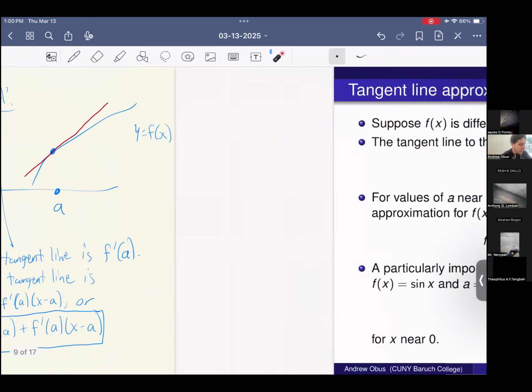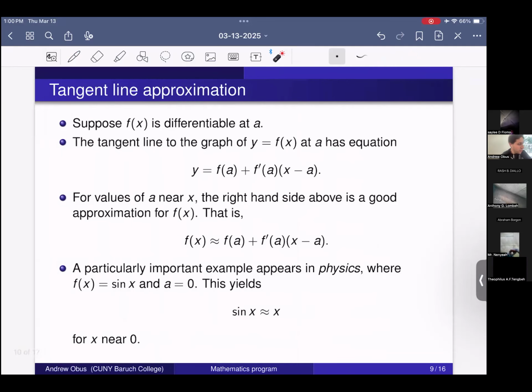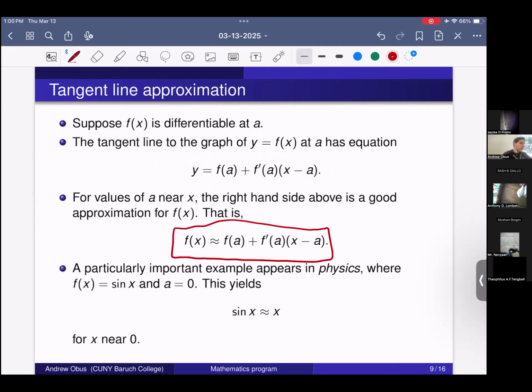So I'm going to go to this next slide where this is written. Suppose f of x is differentiable at a. The tangent line to the graph of y equals f of x has this equation. This is just copying down what we've written before. And that means for values of x near a, this is a good approximation to f of x. So we have this approximation, which is called the tangent line approximation, that in general, f of x is pretty close to f of a plus f prime of a times x minus a.